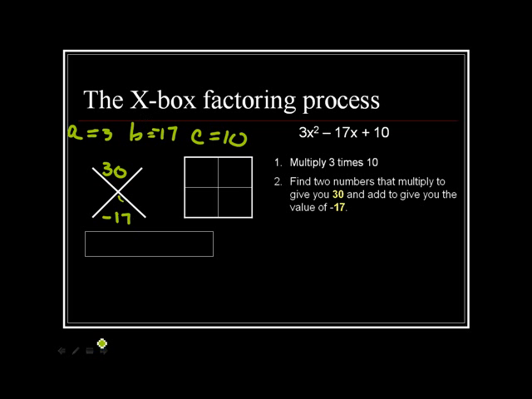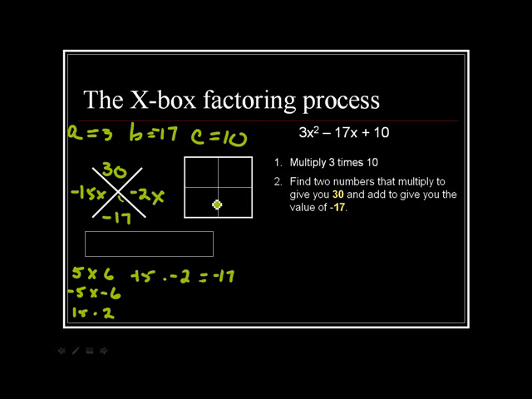So we need to find two numbers that multiply to give you 30 and add to give you a value of -17. Well, let's look at the factors of 30. 5 times 6 gives you 30, but those don't add up to 17. A -5 times a -6 gives you 30, but that also doesn't add up to -17. What about 15 times 2? That adds up to 17, but it doesn't give you -17. But a -15 times -2 gives you 30 and adds to -17. So we're going to have -15x and -2x.